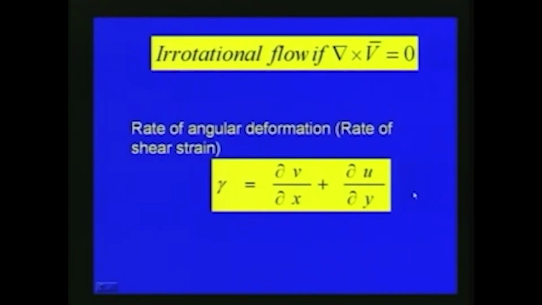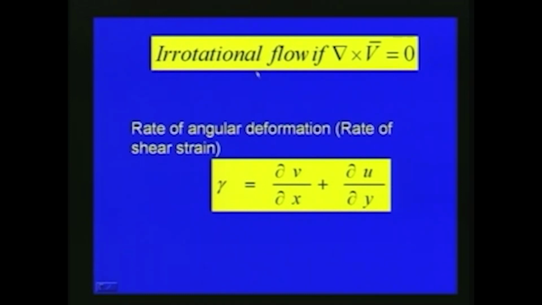So irrotational flow is a flow where we can define del cross v bar is equal to 0. That means the rate of angular deformation, or rate of shear strain, here omega gamma is del v by del x plus del u by del y. There is no rate of angular deformation, so the rate of shear strain is to be neglected. So this tends to 0.